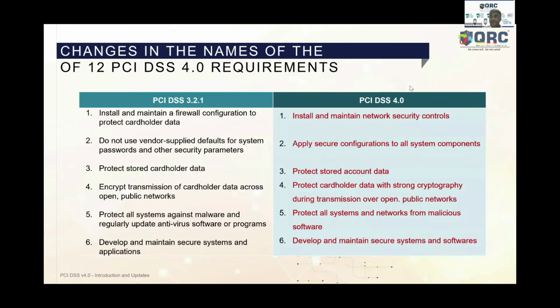Earlier, the requirement was protect all systems against malware and regularly update antivirus software or programs. This is the fifth requirement as per 3.2.1. But now it is protect all systems and networks from malicious software. So it is not only the systems, they have added the network as well.